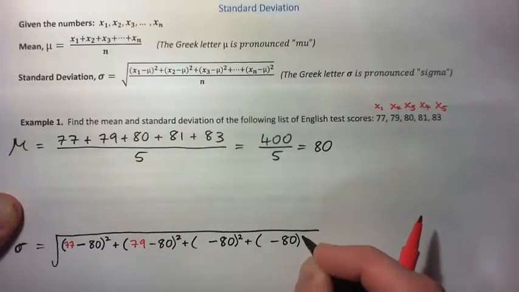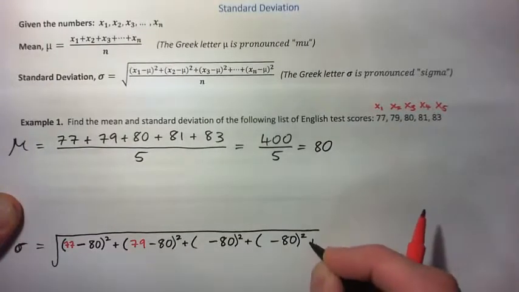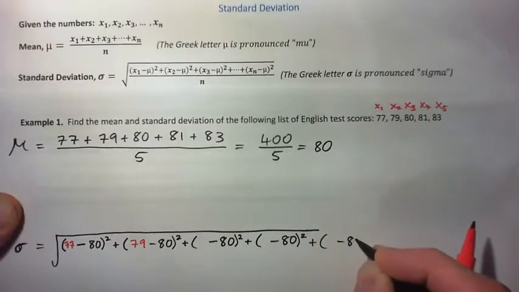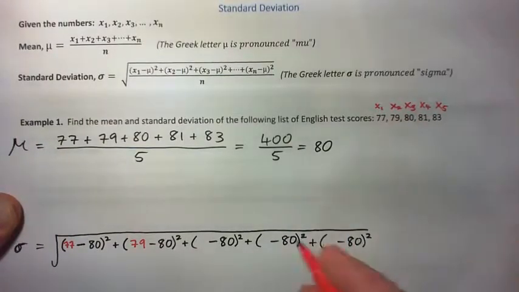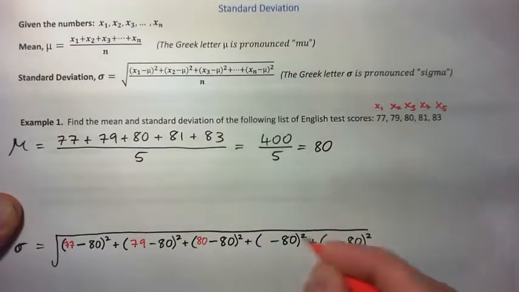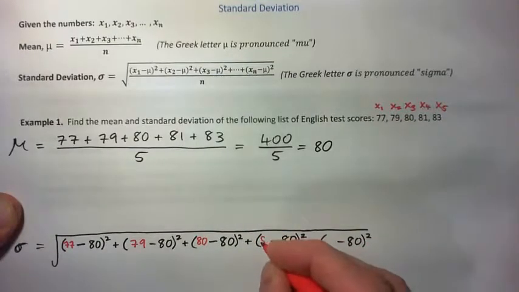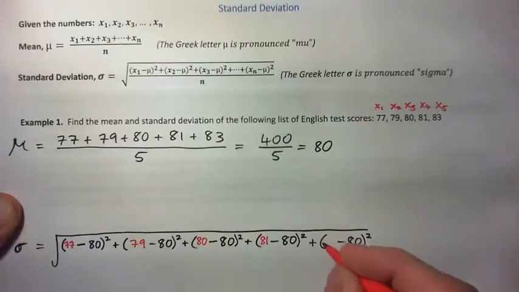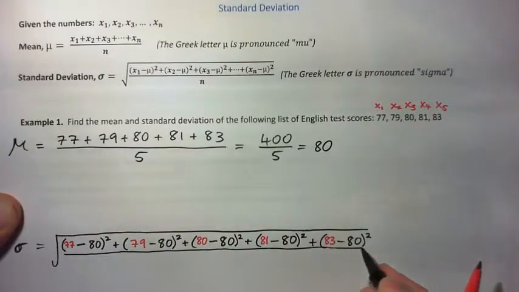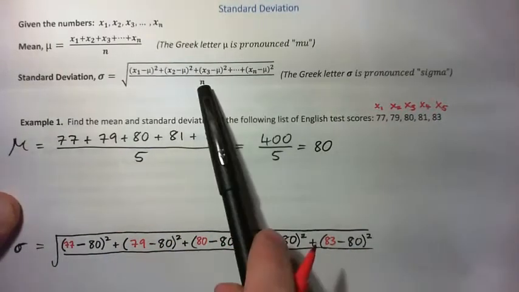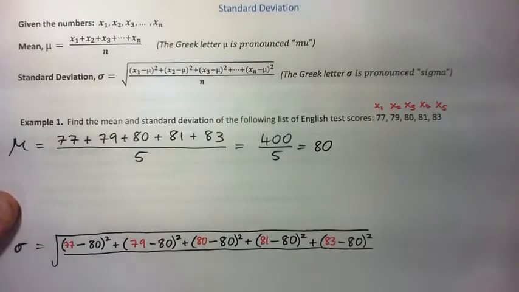So see if you can fill this out. 1, 2, 3, need one more. Okay, so take each number in turn. So there's 80, and then we've got 81, then we've got 85. And we then just divide all of that by what? Divide it all by n, and n is just the number of data points we have. 1, 2, 3, 4, 5.